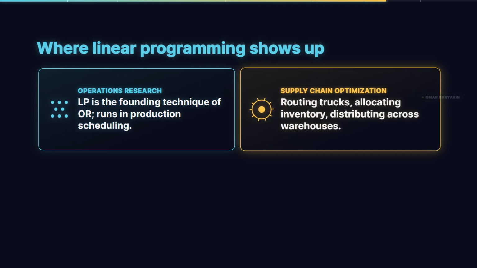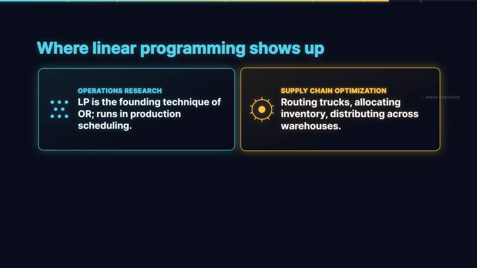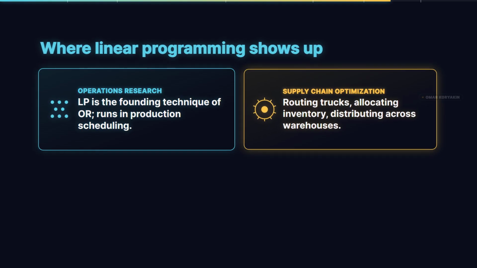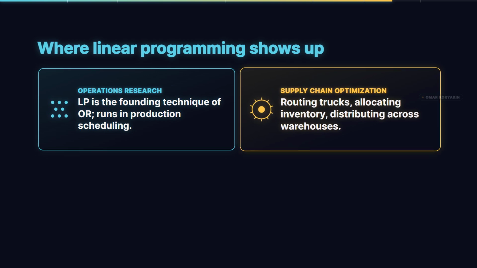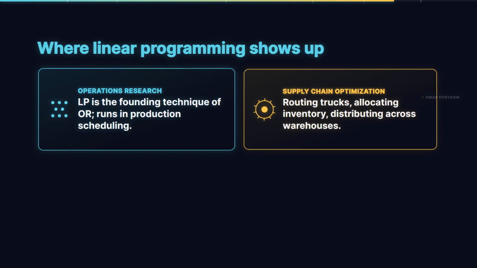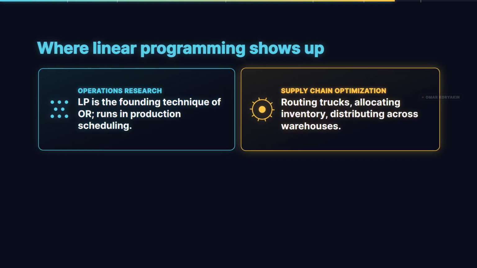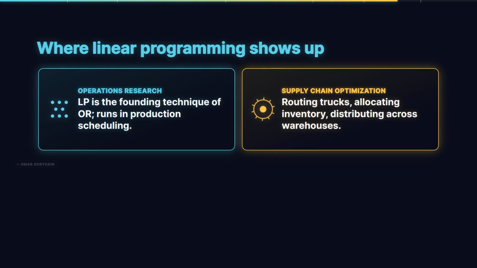In supply chain management, decisions about how to route trucks between warehouses, how much inventory to allocate to each distribution center, and how to distribute production across factories all reduce to large linear programs. Companies like Amazon, FedEx, and Walmart run linear programming software continuously to optimize their logistics, with each LP solving in seconds despite the millions of variables involved. The mathematical foundation is exactly the corner point theorem from today.